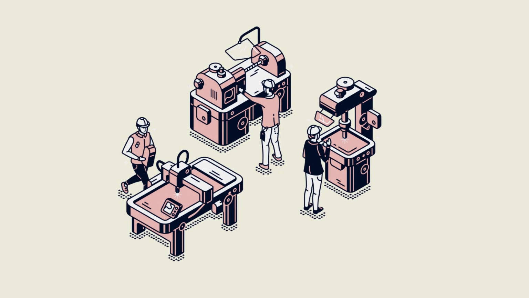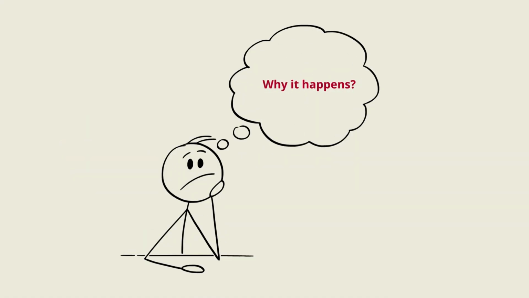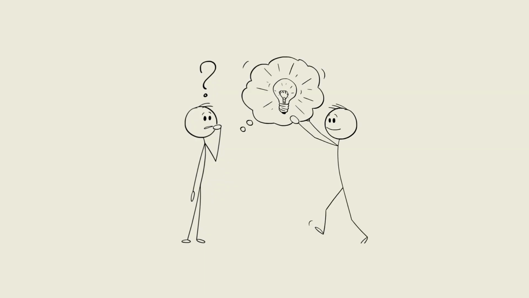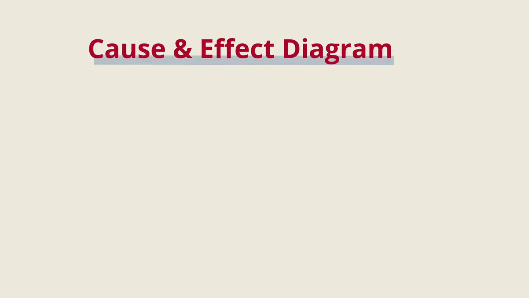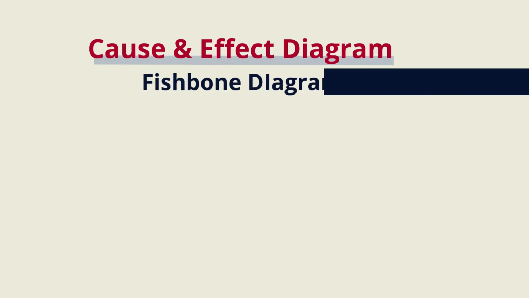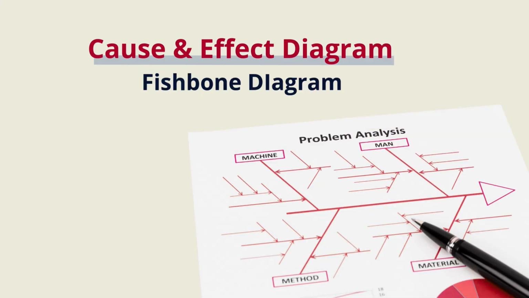In manufacturing, when something goes wrong, like repetitive defects or sudden process failures, everyone asks the same question: why does it happen? But guessing won't solve the problem. We need a structured way to find the correct root cause. That's where the cause and effect diagram, also called the Fishbone or Ishikawa diagram, comes in.